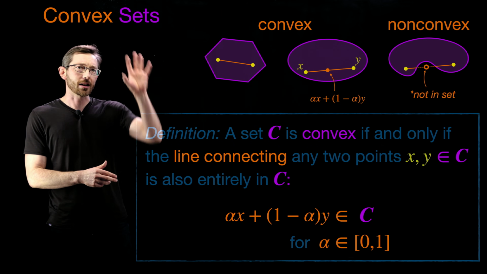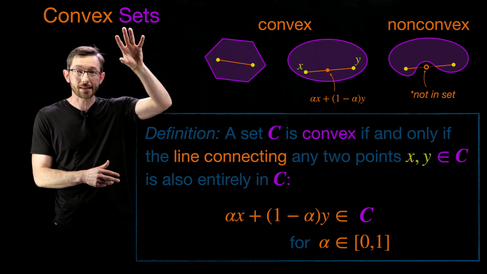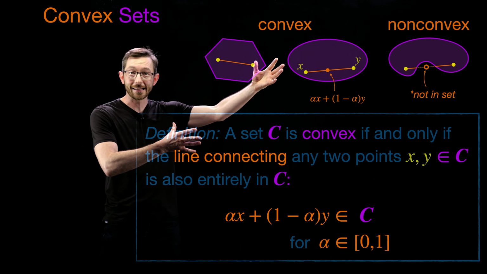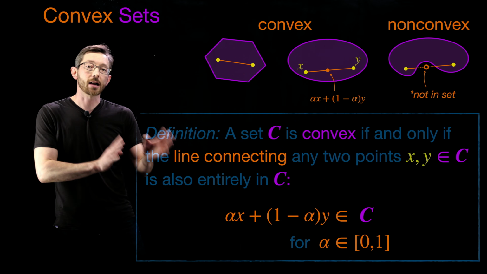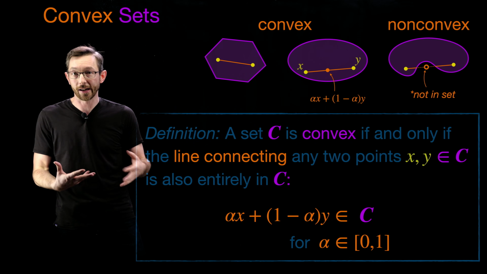So soon we're going to talk about what it means to make a function convex, so we can have convex sets and also convex objective functions. And so we'll talk about what it means for a function to be convex soon.